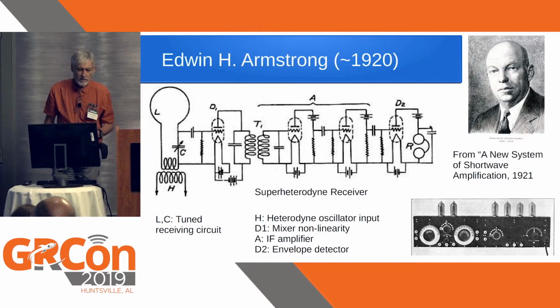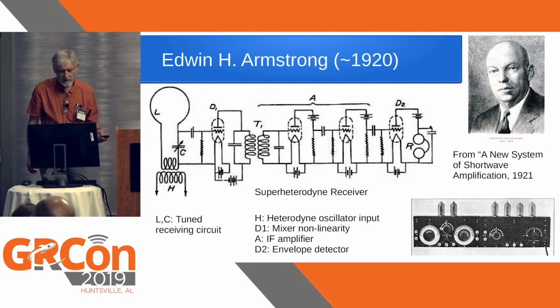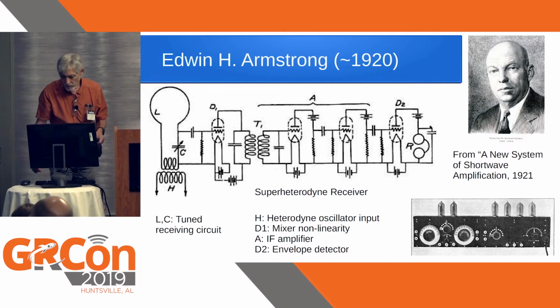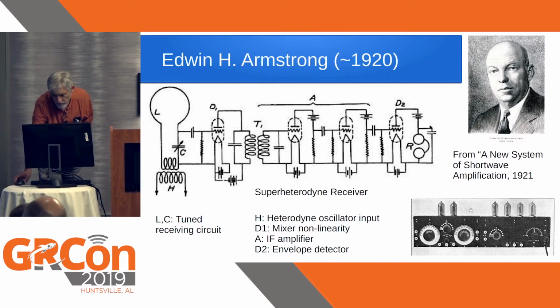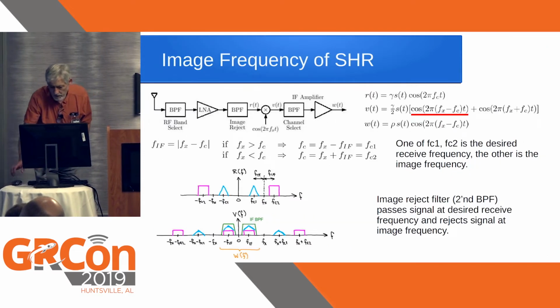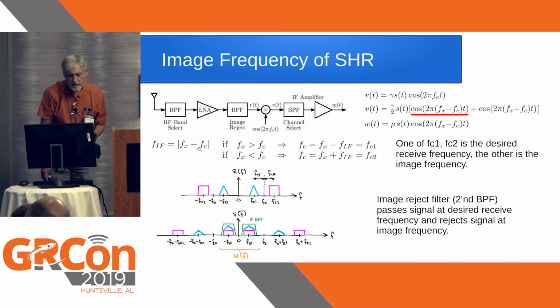And what Armstrong wanted to do is to amplify this so that he can get a more efficient rectification of the signal or passing it through the diode. Okay, here is an example of how this was implemented in his day. Okay, so now the image frequency that I mentioned briefly.